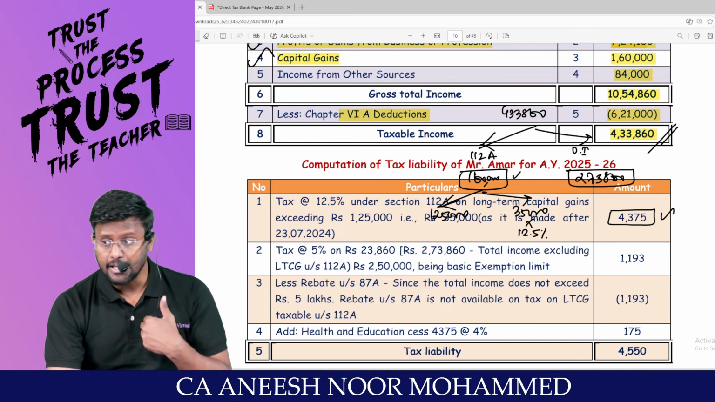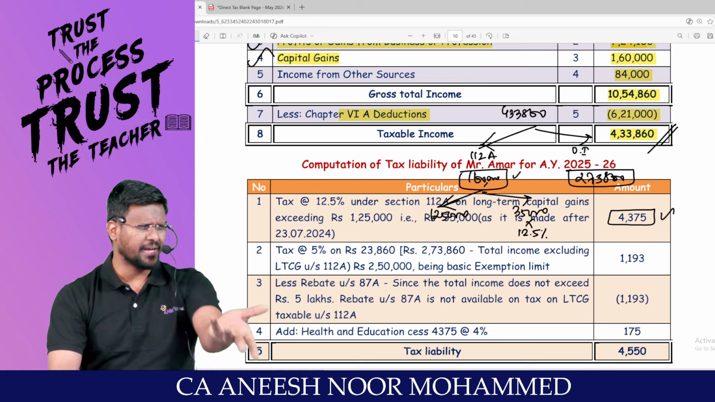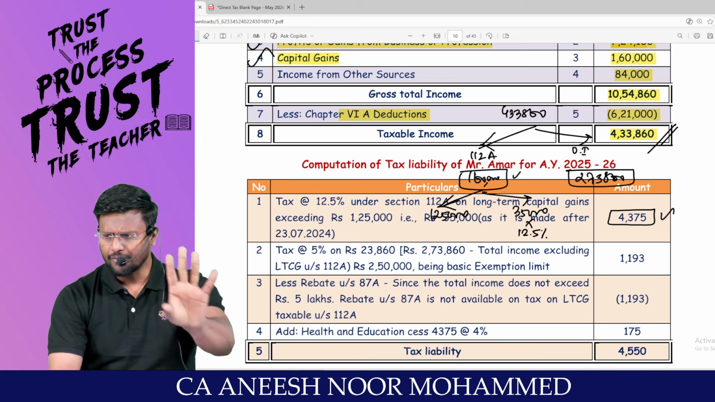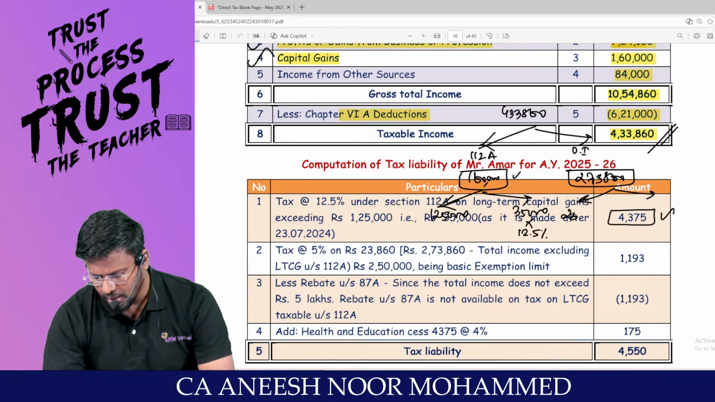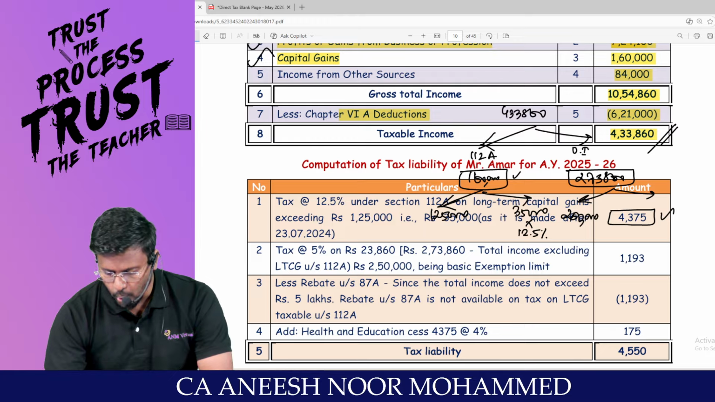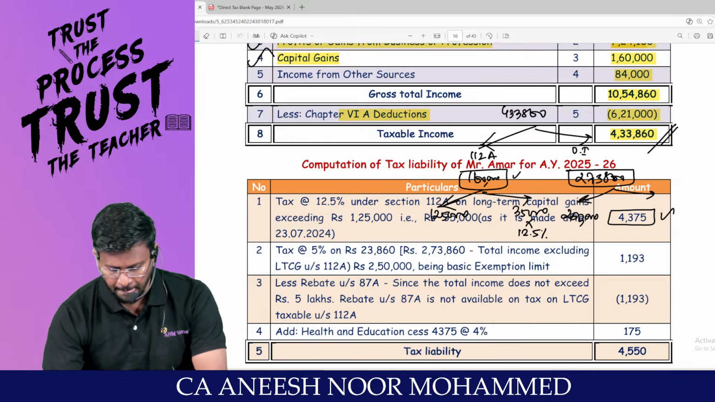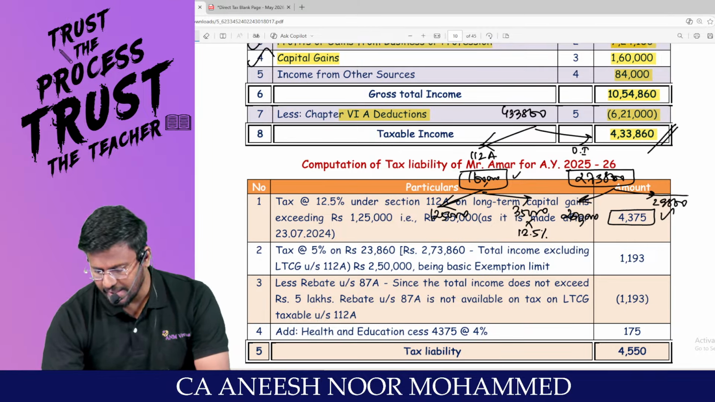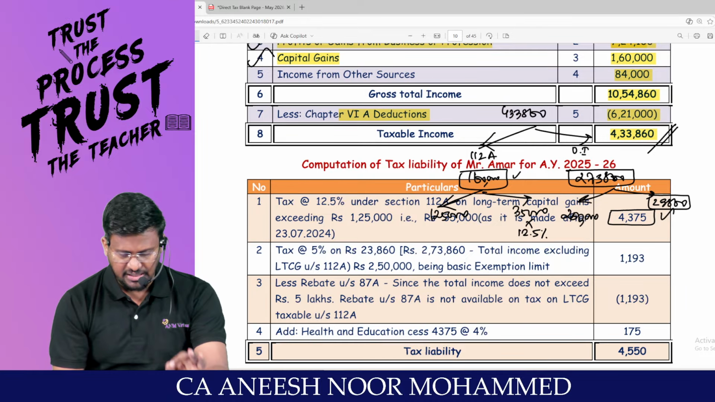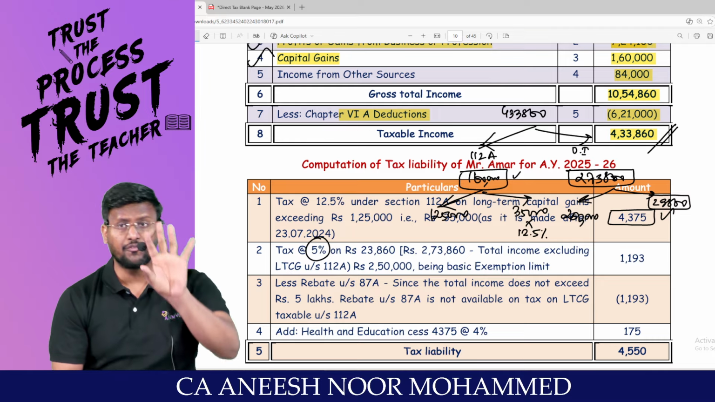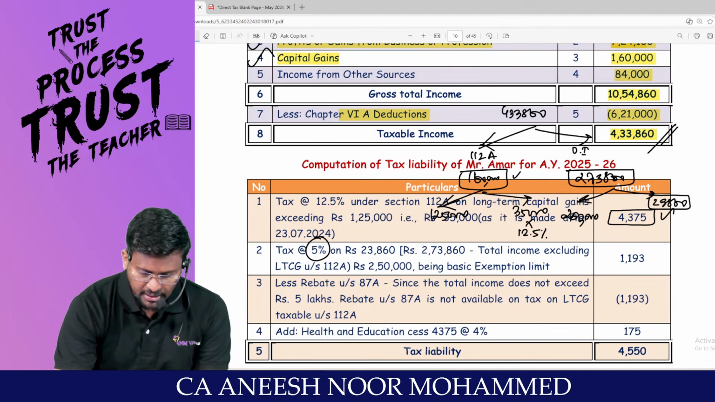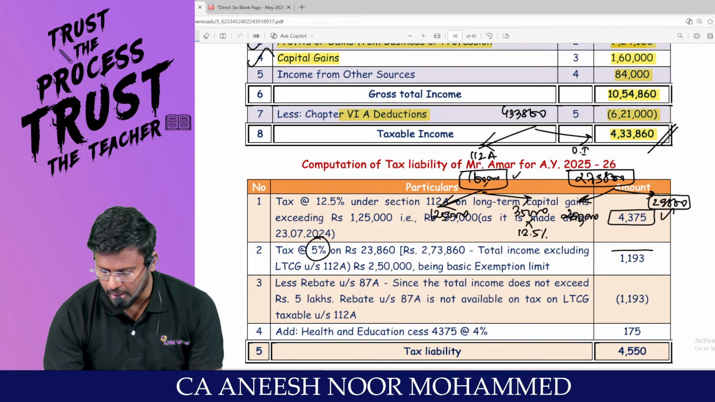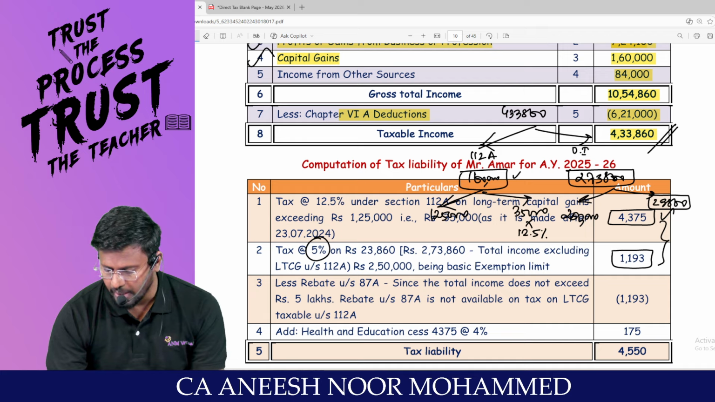For this 2,73,860, I can enjoy the basic exemption limit. What is my age? 58. So 2,50,000 is nil. So this 2,73,860 is classified into two categories, 2,50,000 and 23,860. This 23,860 will be taxable at the normal 5% tax slab. Am I right? So 23,860 into 5% comes to 1,193, my dear lovable students.